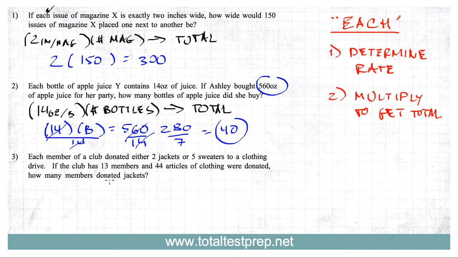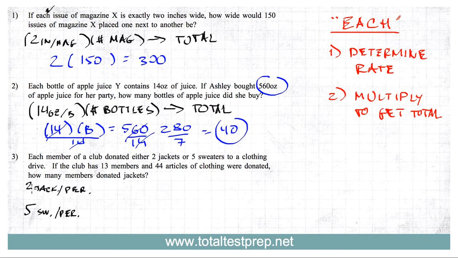We're given 2 rates here. We're told that each member donated either 2 jackets or 5 sweaters. So we can assume that nobody donated both jackets and sweaters. You either donate 2 jackets or you donate 5 sweaters. So the 2 rates are 2 jackets per person and 5 sweaters per person.